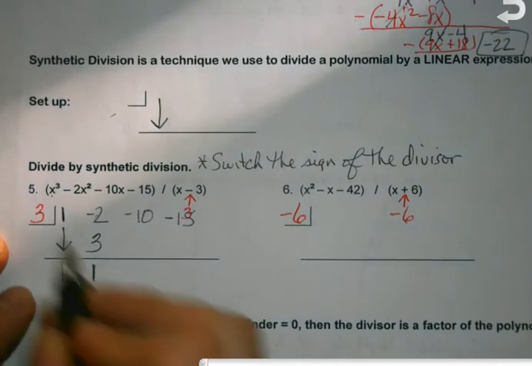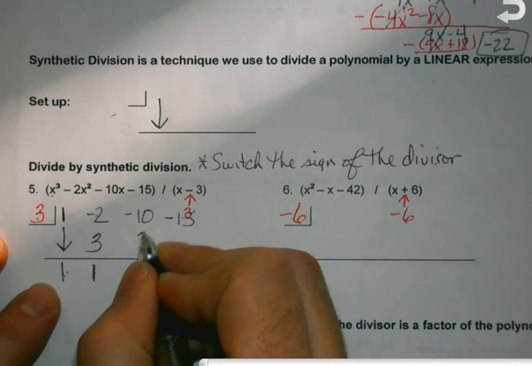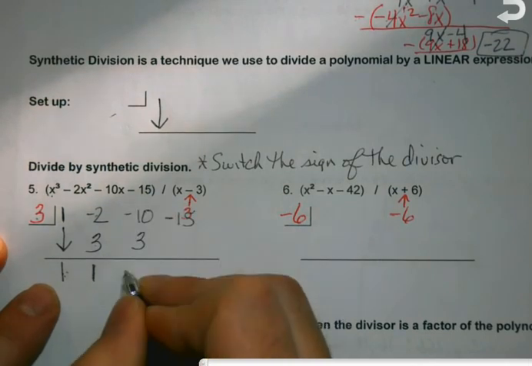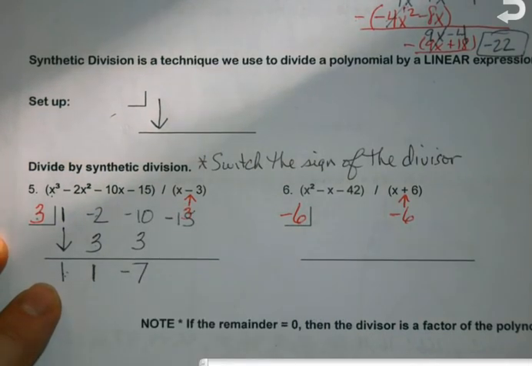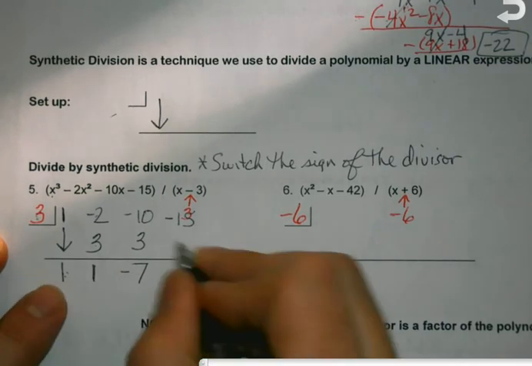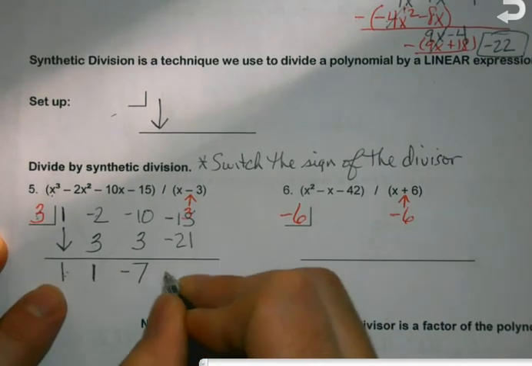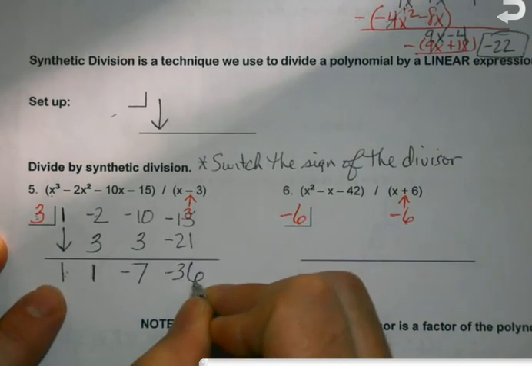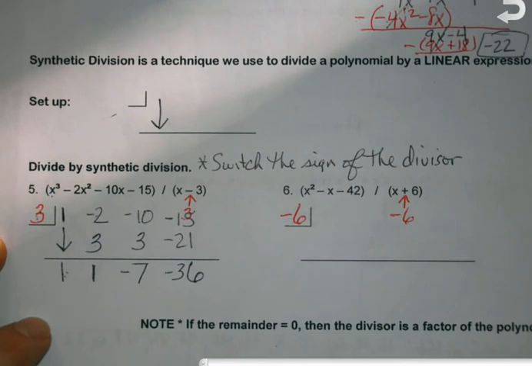Multiply your answer times what's in the box. Add down. Multiply your answer times what's in the box. Add down. You're like, okay, there's still no variables, and there's a whole bunch of numbers. So now what?